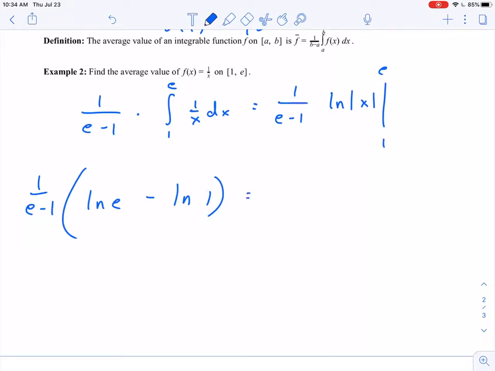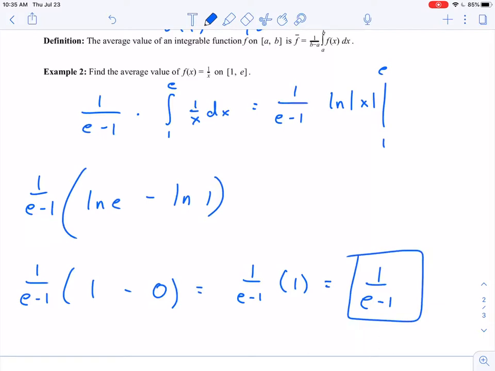So let's see, I should have 1 over e minus 1 times natural log of e, that is 1, minus natural log of 1, that is 0. So I have 1 over e minus 1 times 1, which is 1 over e minus 1. So this is the average value of that function. What we're actually finding is the average y value of our function on a particular interval. So this is the average y value of our function.